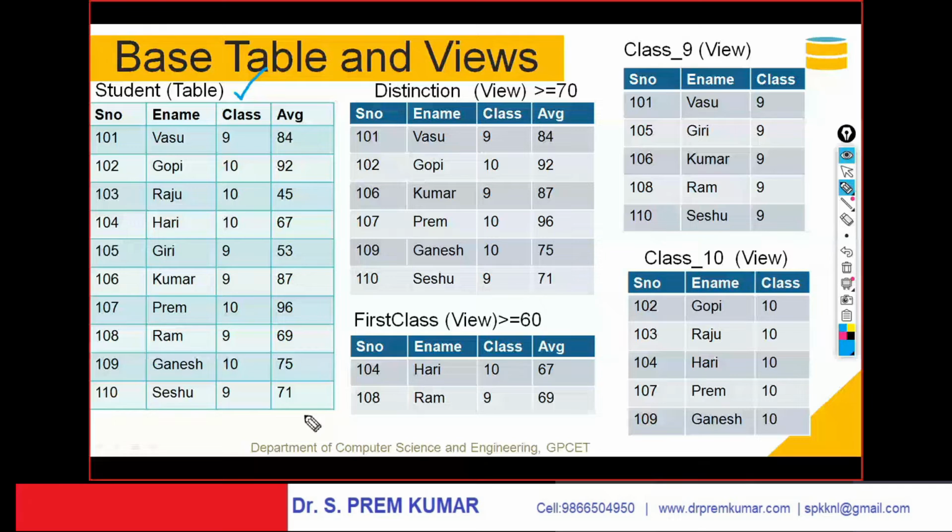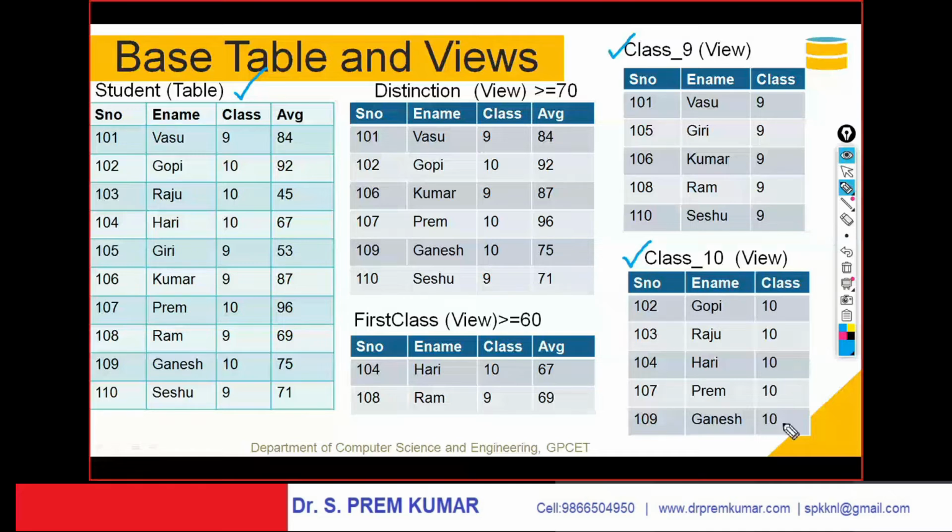For example, the ninth class teacher should see only ninth class students. The teacher is least bothered about 10th class. Similarly, the 10th class teacher should see only 10th class student details. She is least bothered about ninth class. So I should create views for them.